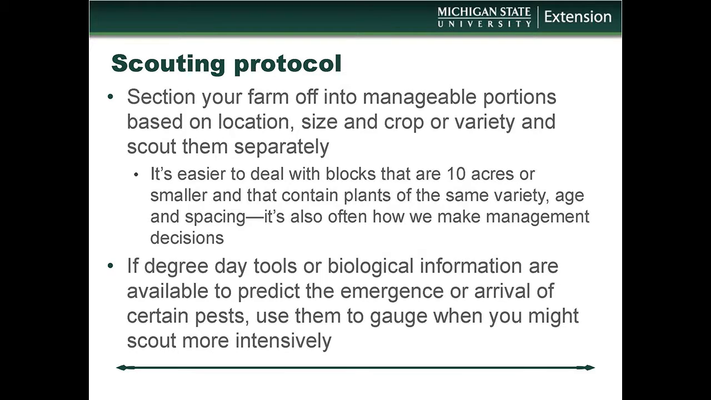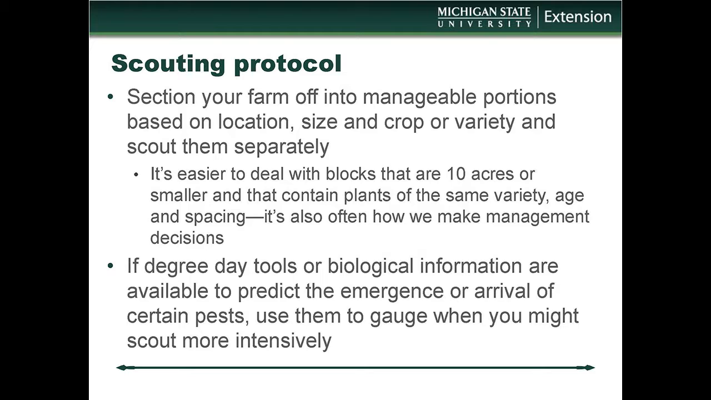So I'd recommend sectioning your farm off into manageable portions based on location, size, and crop or variety, and you scout them essentially separately. So it's easier to deal with blocks that are less than 10 acres in size, and contain plants of the same variety, age, or spacing. And that's oftentimes also how we make our management decisions and our management programs. So that seems to work pretty well.